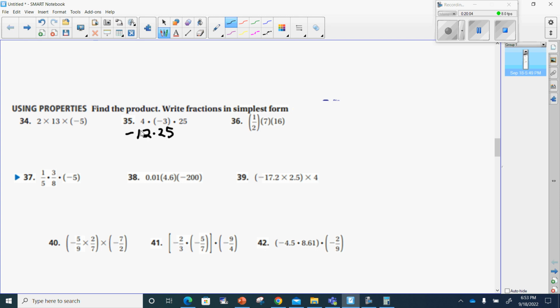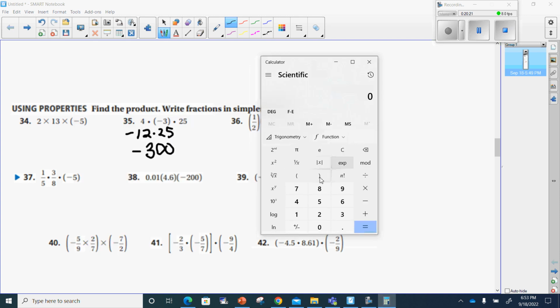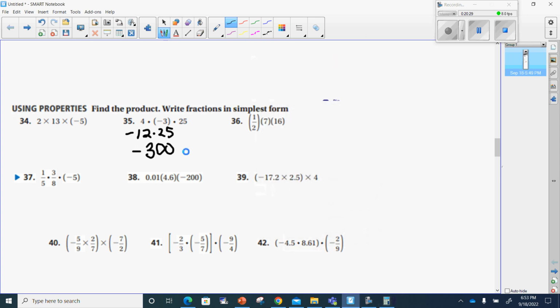We could do this, or I could just rearrange these numbers a bit. I know that 4 times 25 is 100, and 100 times 3 is 300. So that means these are definitely going to equal negative 300. Let's check it in the calculator, see if I'm right. 4 times 3 times 25 equals 300.